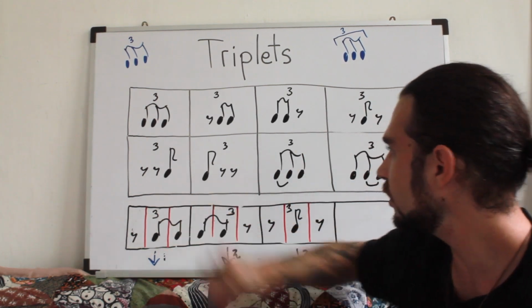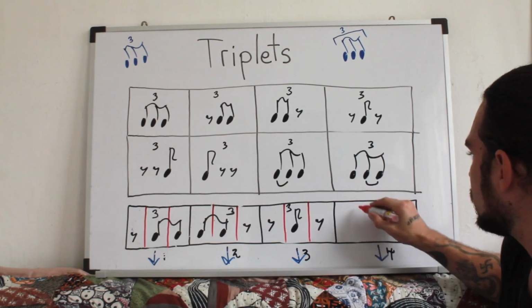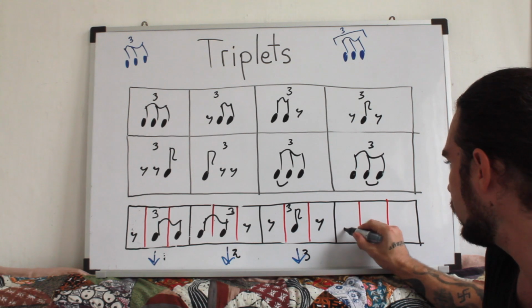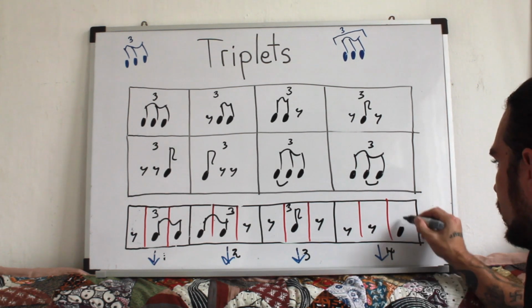Let's look at this one here. We've got 2 triplet rests with a triplet there at the end. This one's pretty cool. It's like blues reggae or something.